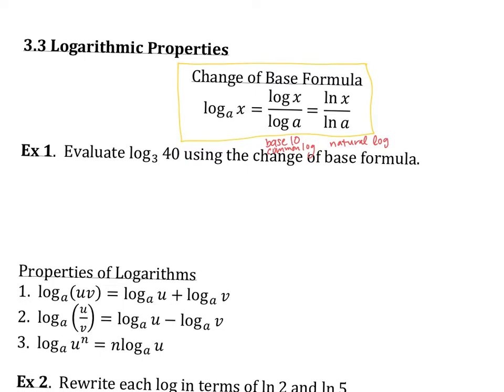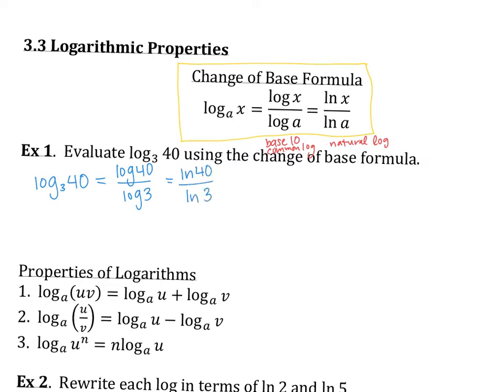Okay, so for example 1, it says evaluate log base 3 of 40 using the change of base formula. And this is because, again, sometimes your calculator cannot evaluate a different base. If it does, it's actually using this formula. You can use either formula. You should get the same answer. So in your calculator, you could do log 40 over log 3. You might have to play with the parentheses. Or you could do ln 40 over ln 3. They're the exact same thing, so just pick one.